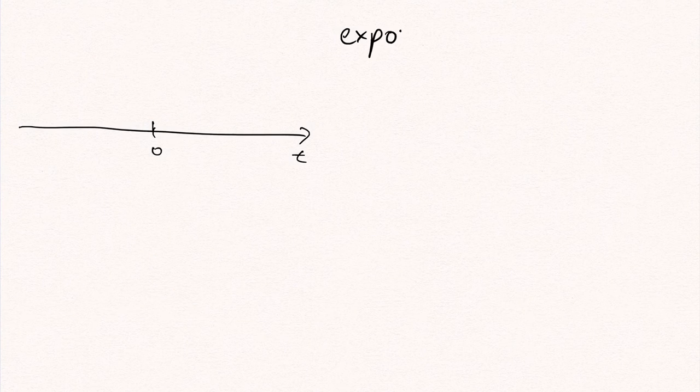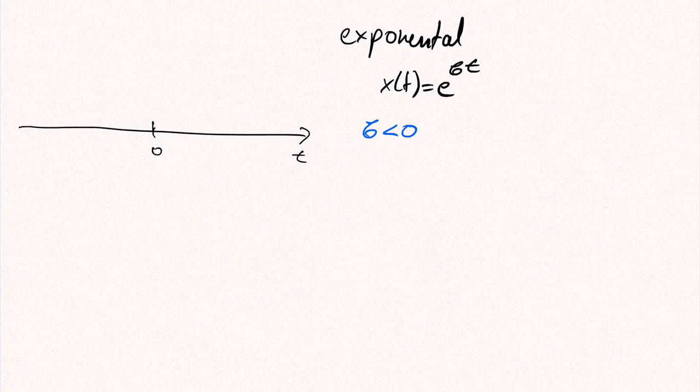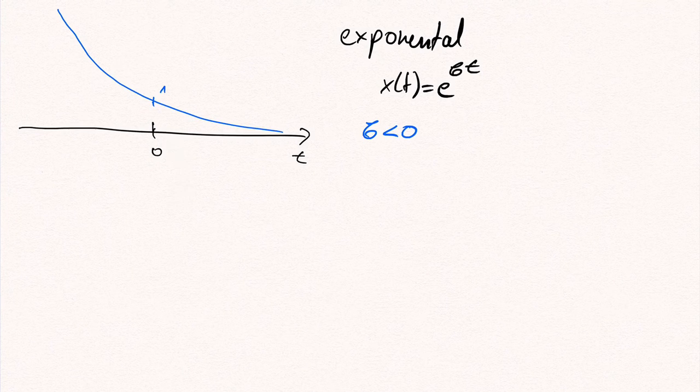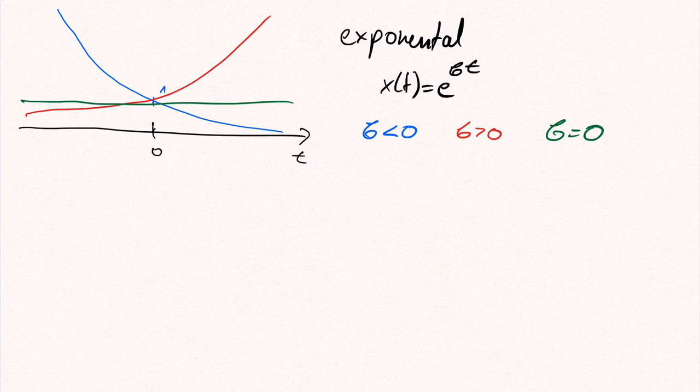Exponential signals are denoted as e to the power of sigma t. If sigma is less than 0, the exponential follows this curve, where it crosses value 1 for time equals 0. For sigma greater than 0, this yields an exponentially growing signal, and sigma equal to 0 yields the constant 1.